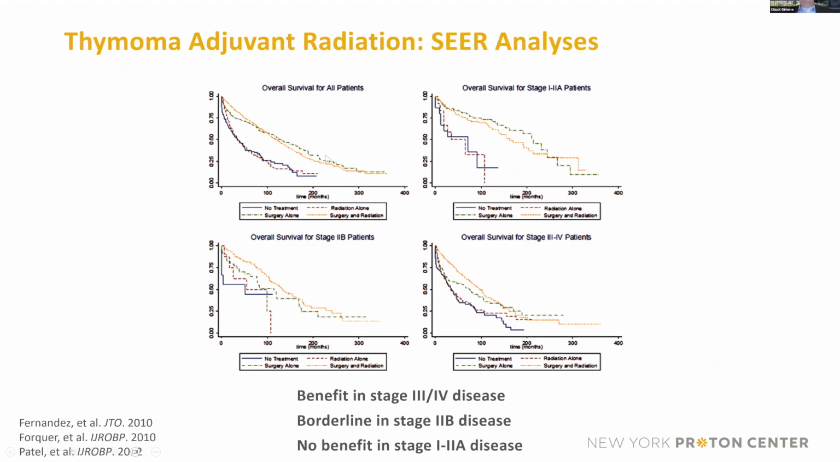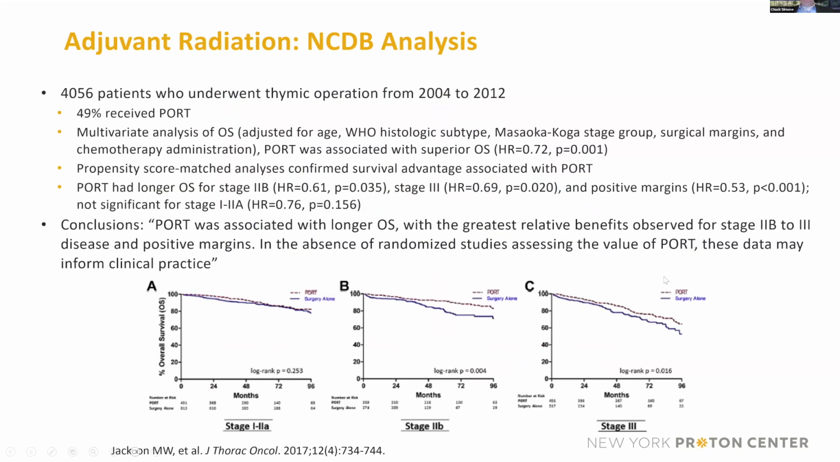Here you can see generally there's a survival benefit in Masaoka 3 and 4 patients, generally a benefit in 2B patients, but no benefit in earlier stage patients. NCDB was probably a cleaner way to answer this, and this was a nice analysis since it was over 4,000 patients, and essentially exactly half of them got PORT and half didn't.